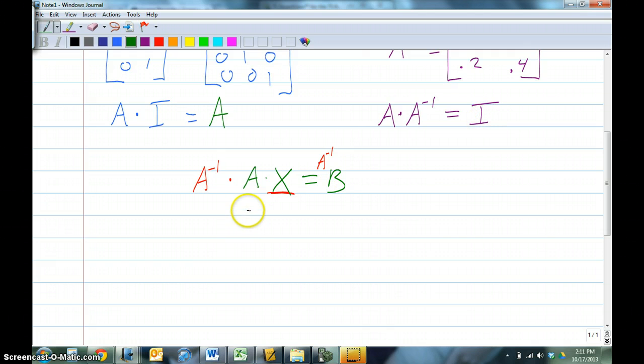Now, as we just saw, what is the inverse of matrix A times matrix A? Remember, up here it comes out the identity matrix. So this becomes the identity matrix times X equals, now this is going to be a left side multiplication, the inverse of matrix A times matrix B. Now, if you remember from up here, what happens if we do the identity matrix times a matrix? Well, identity times a matrix is the original matrix. So identity times matrix X is going to give us matrix X. Matrix X is equal to the inverse of matrix A times matrix B.